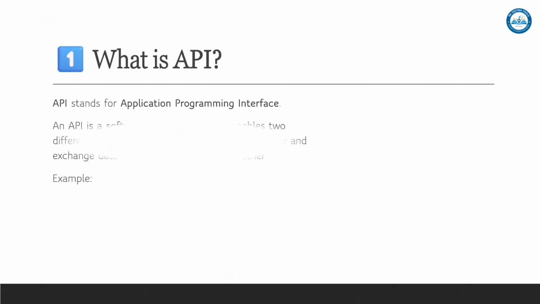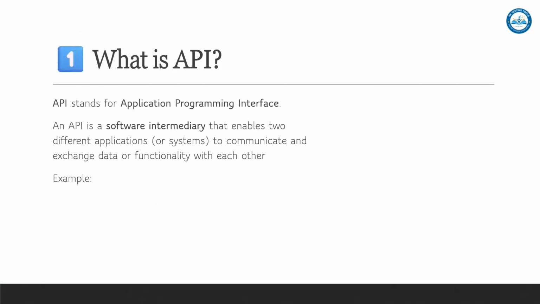What is an API? API stands for Application Programming Interface. Like we already know, an API is software that is a mediator between two different systems. It is a mediator that enables two different applications or systems to communicate with each other, to exchange data or functionality. In very simple terms, an API is nothing but a system which is exchanging information from one system to another system. That's it.